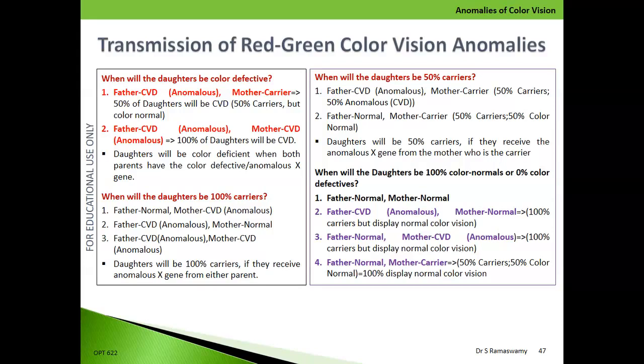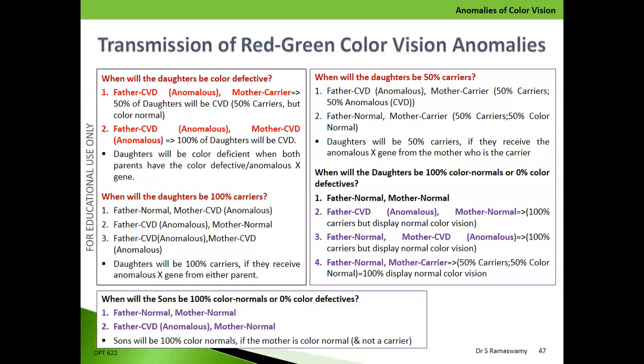One another scenario is father being normal and the mother being carrier. Here again, the daughters, 50% of them would be carriers of the gene, but still 100% of them will display normal color vision. So you can see in all these 4 different scenarios, the daughter may or may not carry the defective gene, but they'll display normal color vision. So majority of us, especially females, don't generally display color vision defect. They will have normal color vision even though they carry the gene to the next generation.